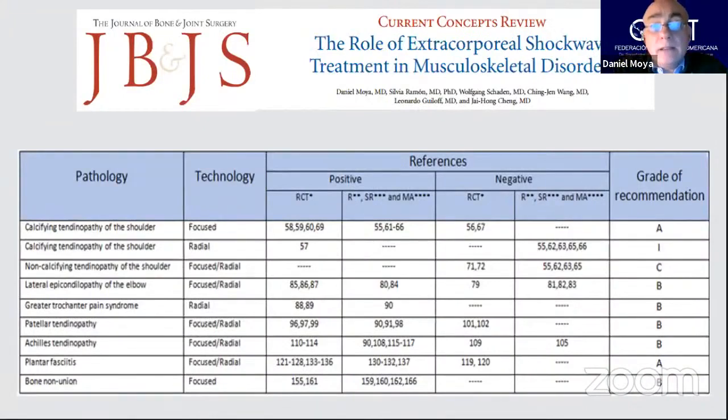This is a study that we published 3 years ago in the Journal of Bone and Joint Surgery using the grade of recommendation system that the journal has developed. And we have different levels of recommendation according to the quality of scientific evidence. For instance, we have a grade of recommendation A for calcific tendinopathy of the shoulder when we use focus waves, because the quality of the scientific evidence is very high. The same for plantar fasciitis.